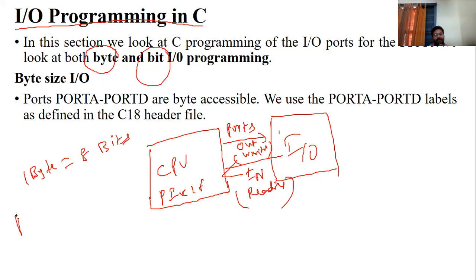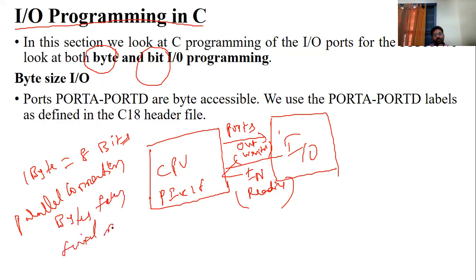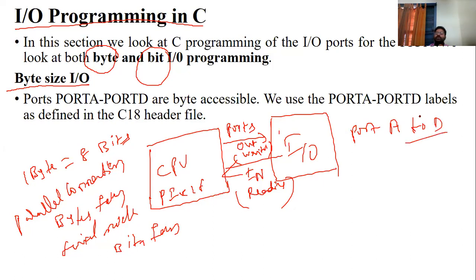In parallel connection, you can send the information in byte form. In serial mode, you can send the information in bit form. The first one is byte-size IO. For this purpose, we are using the ports, port A to port D. Four ports we are using: port A, port B, port C, port D.